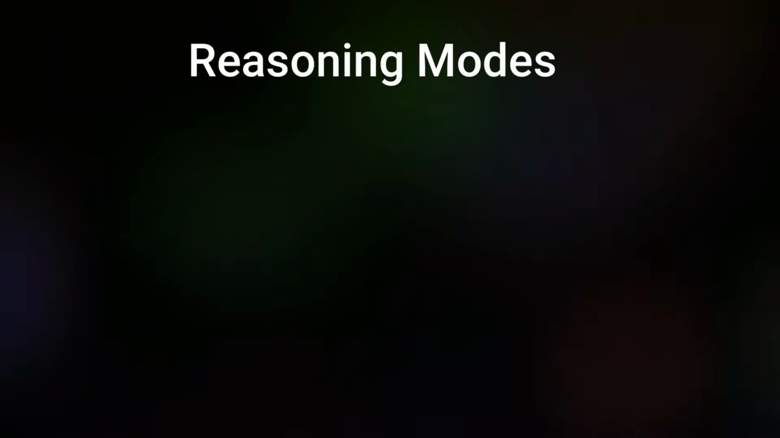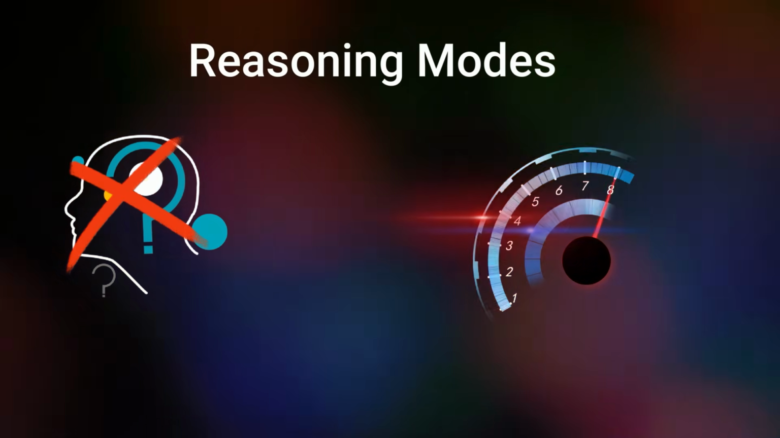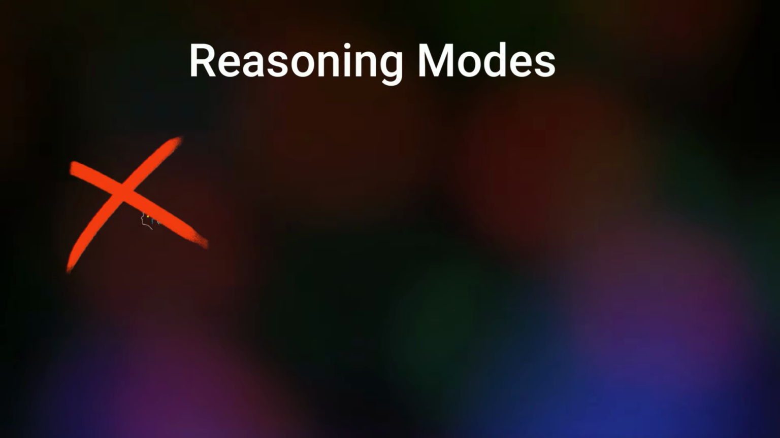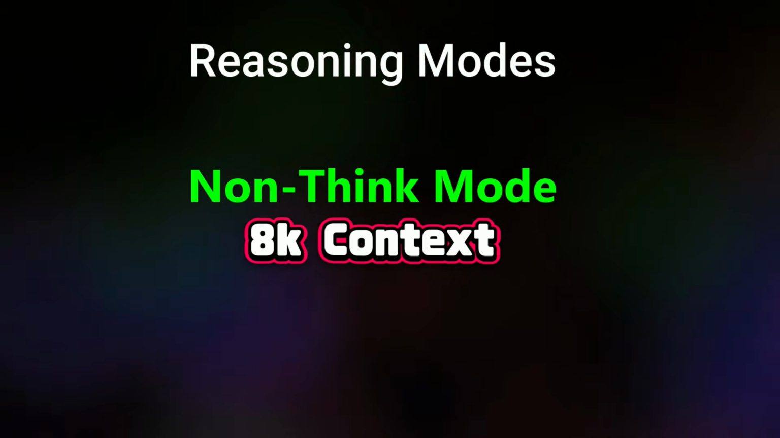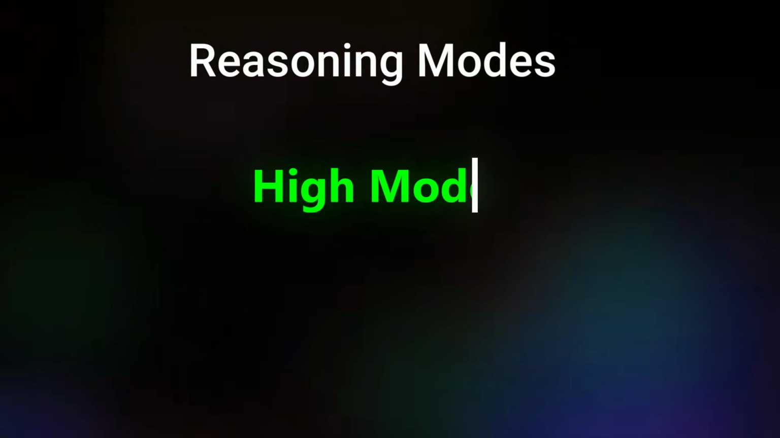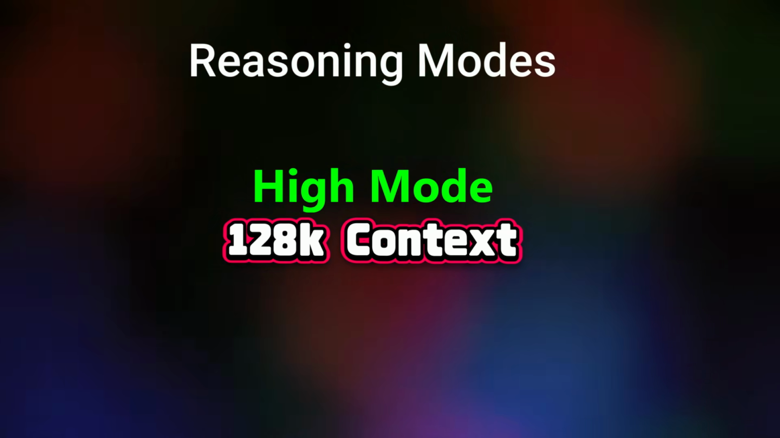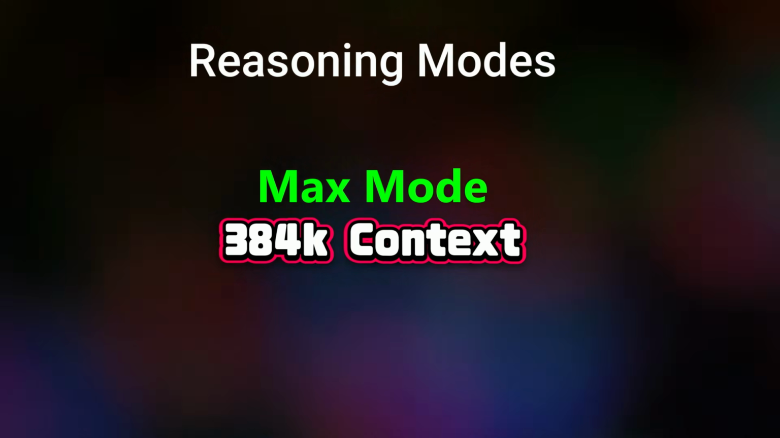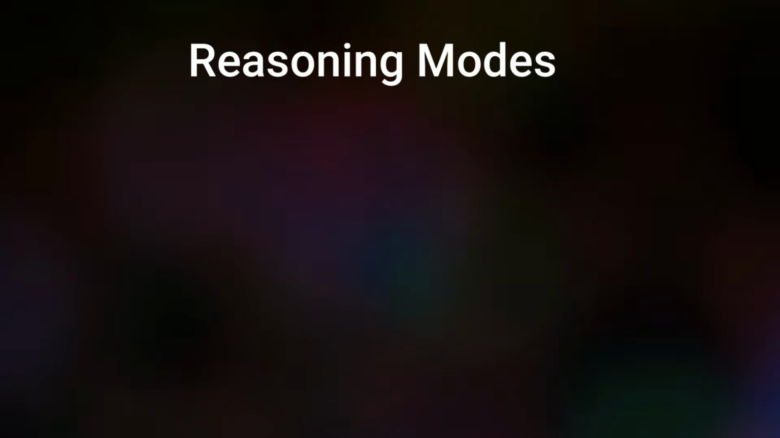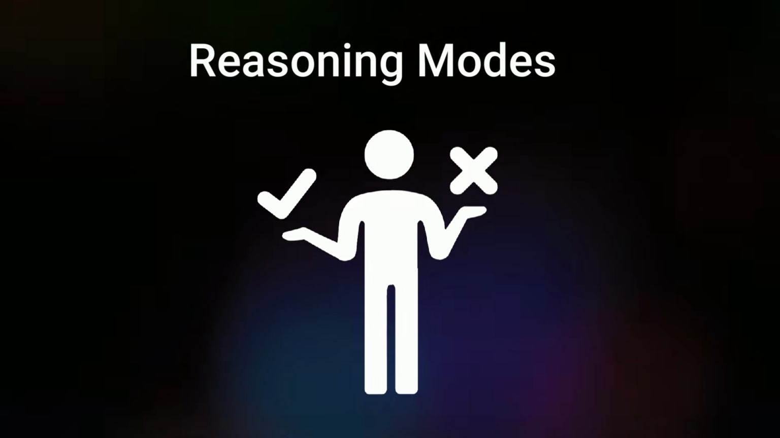Second, reasoning modes. Not every task needs maximum brain power. Sometimes you want speed, sometimes you want deep reasoning. So DeepSeek added multiple thinking modes. Non-think mode, fast responses with 8K context, perfect for quick answers. High mode, deep logical analysis with 128K context for serious reasoning tasks. Max mode, absolute maximum intelligence with 384,000 tokens. This pushes the model to its logical limits. Basically, you choose how hard the model should think.